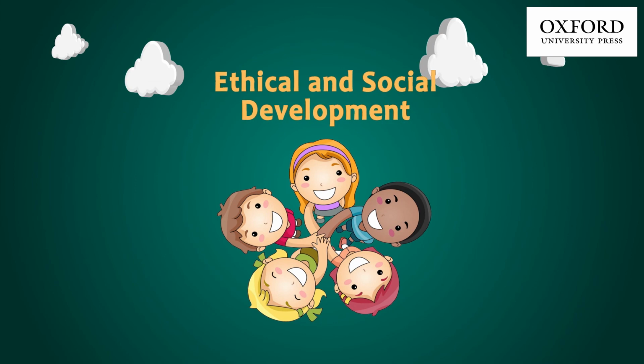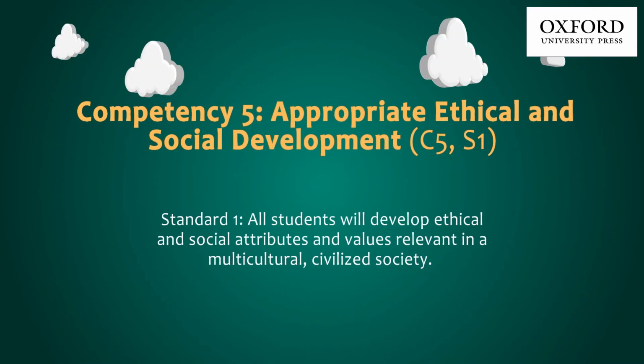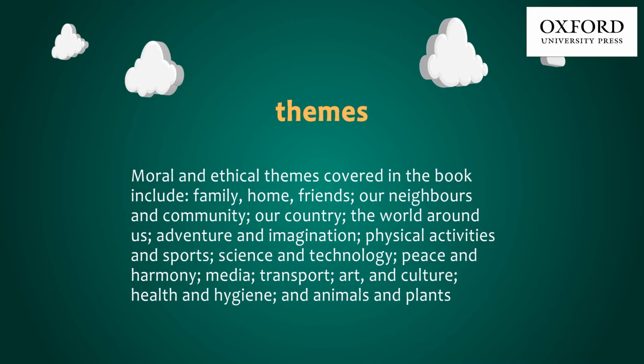Let's move on to ethical and social development. The standard mentioned in the national curriculum states that all students will develop ethical and social attributes and values relevant in a multicultural, civilized society. As we talked about these themes before, moral and ethical themes covered in the book include family, home, friends, adventure and imagination, science and technology, health and hygiene, animals and plants, our country, community, neighbors and community, the world around us.